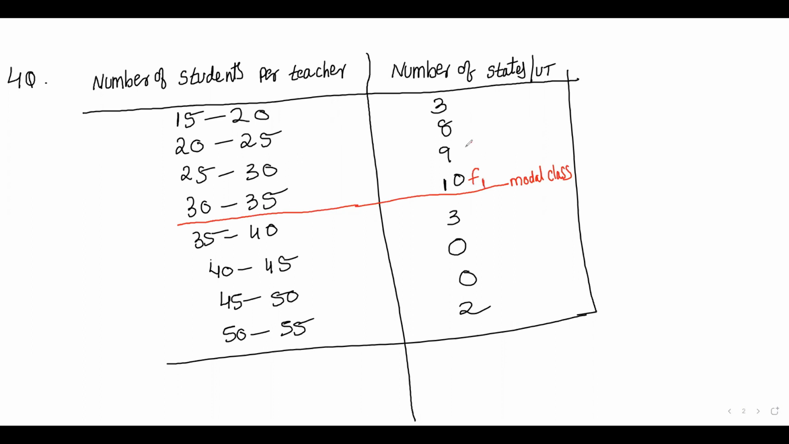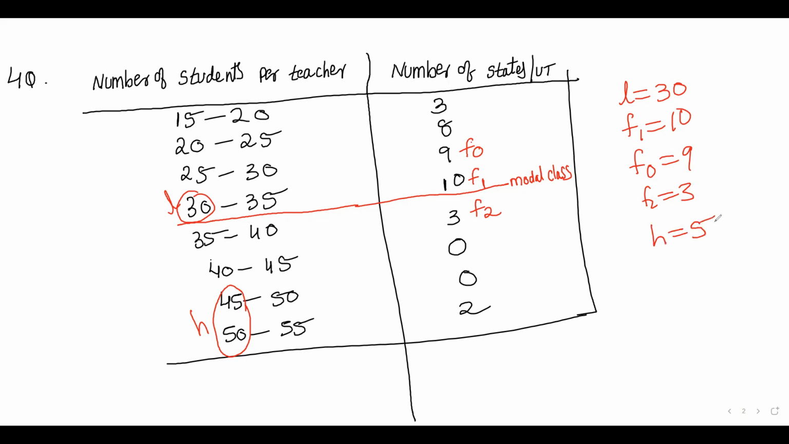F1, the frequency preceding the modal class, F2, the frequency succeeding the modal class, and the lower boundary of the modal class. The size of the class can be found by subtracting any two vertically consecutive lower boundaries. Write down all the values. L is equal to 30, F1 is 10, F0 is 9, F2 is 3, H is 5. Now write down the formula. Mode is equal to L plus F1 minus F0 by 2F1 minus F0 minus F2 into H.